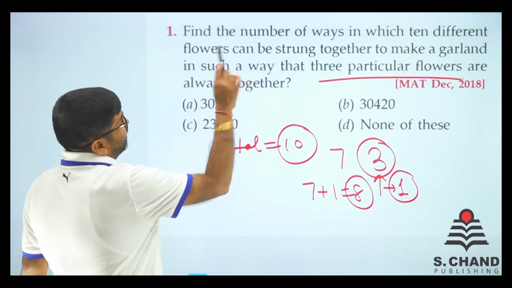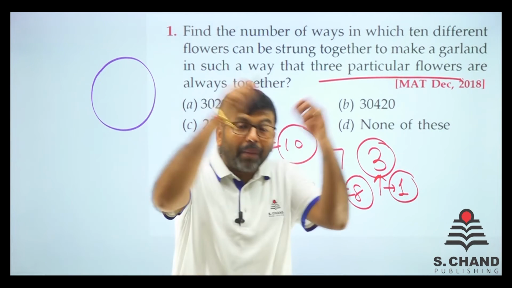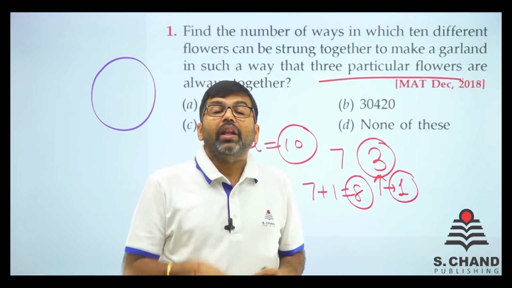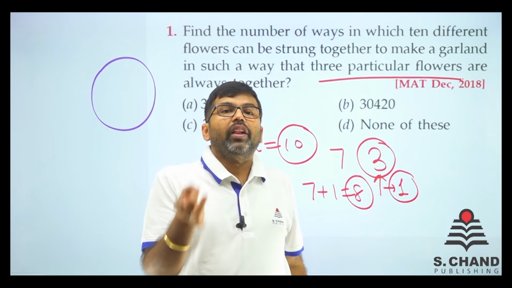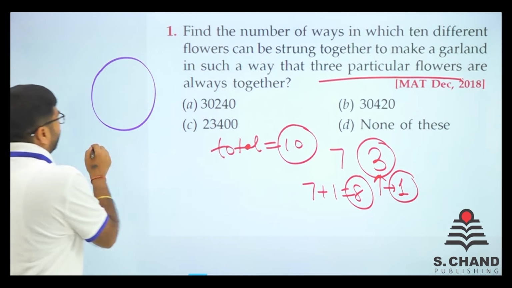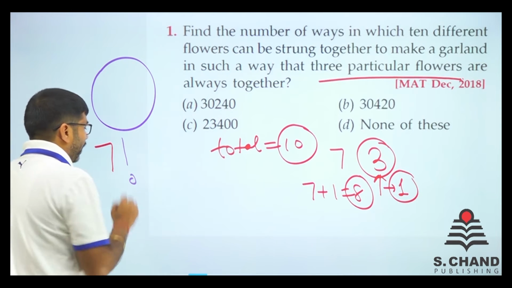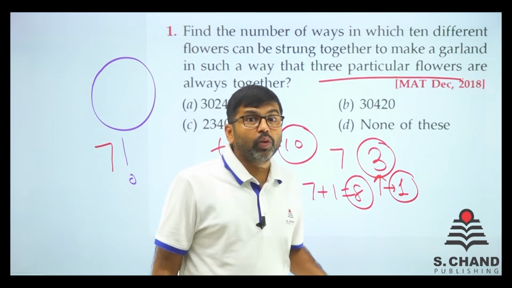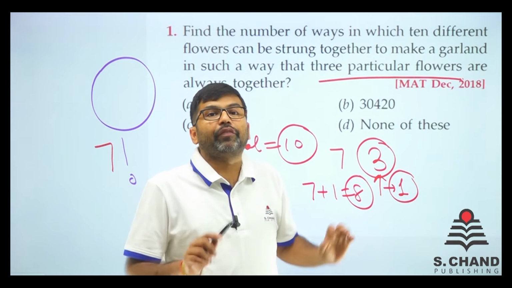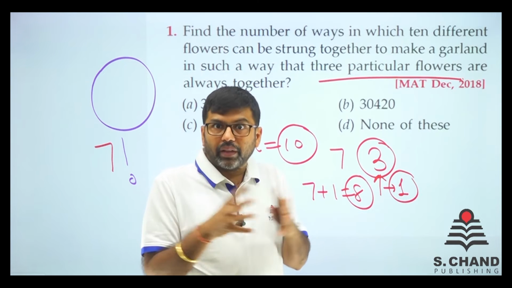But because a garland is the one you put on someone, it is always in a circular arrangement. If there is a circular arrangement, we go with n minus 1 factorial. So 8 minus 1, we have 7 factorial as the answer. But one thing you need to understand is that in those three flowers, you have clubbed them together.